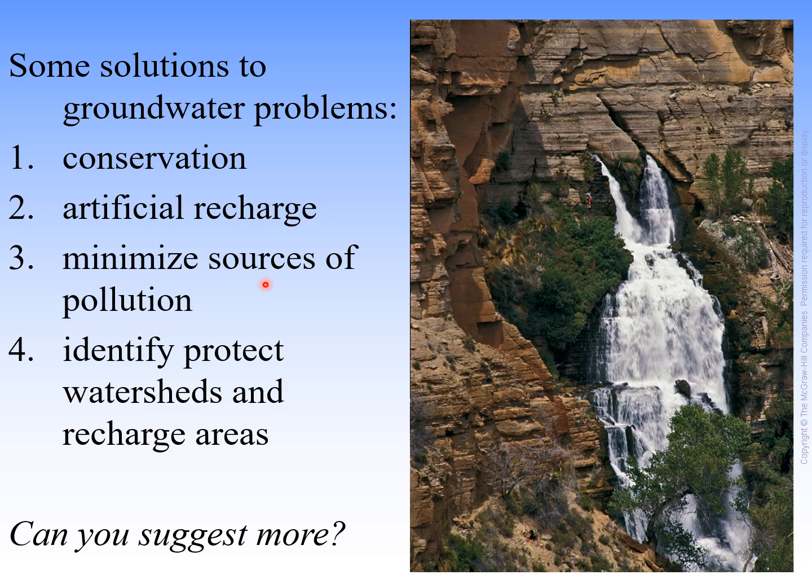We can minimize sources of pollution, so we're not polluting the air and the groundwater nearly as much. And so less contaminants will get in the groundwater. And we can identify and protect watersheds and recharge areas so that no contamination is entering the water table at those areas. And I want you to think about some more areas where this might be the case and talk about that in the discussion prompt for this week.